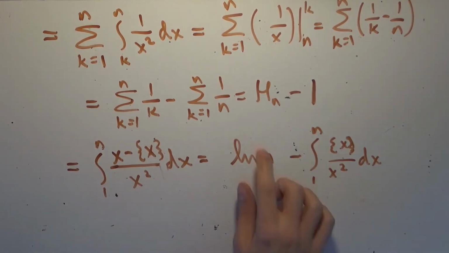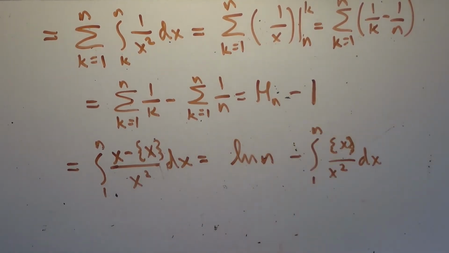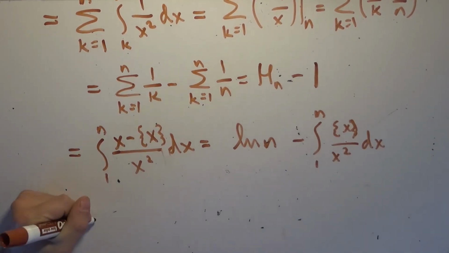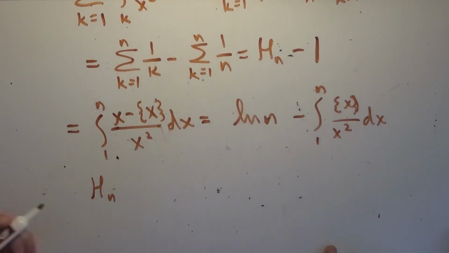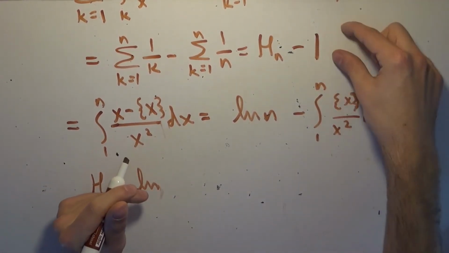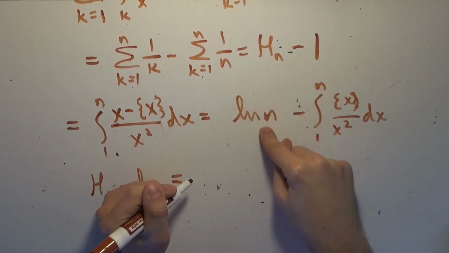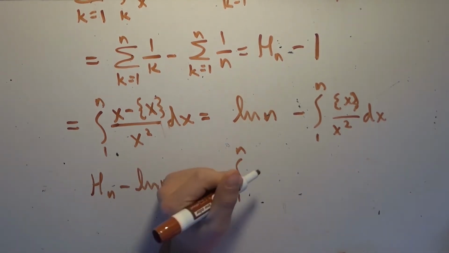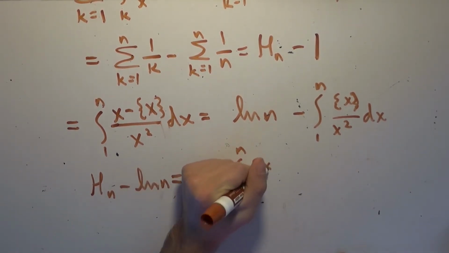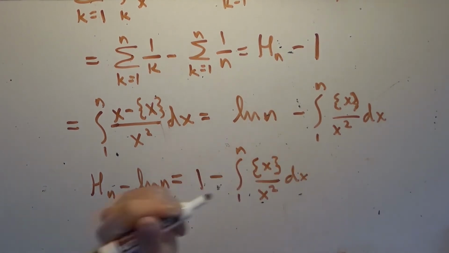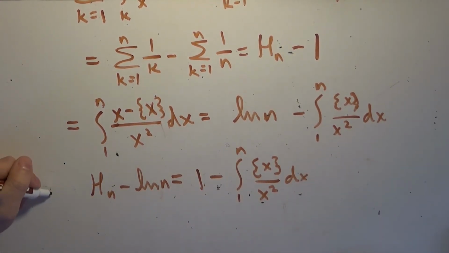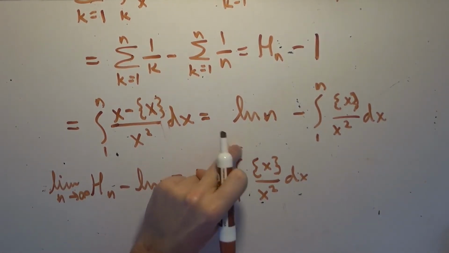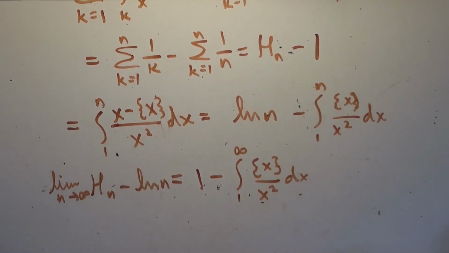But because we know that this is equal to the nth harmonic number minus 1, we can add this 1 over to this side and subtract the natural logarithm over to the other side. So we get the result that the nth harmonic number minus the natural logarithm of n is equal to 1 minus the integral from 1 to n of the fractional part of x divided by x squared dx. But now, all we have to do is take the limit as n goes to infinity of both sides. That's just going to turn this upper bound into infinity.